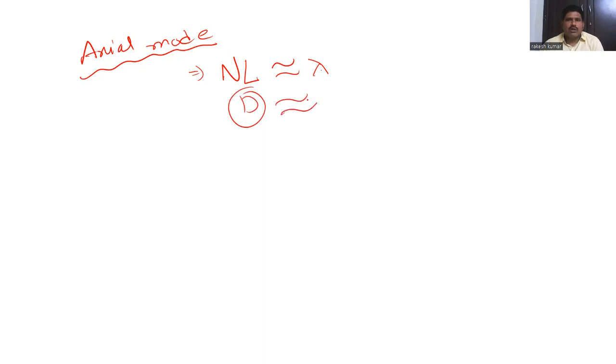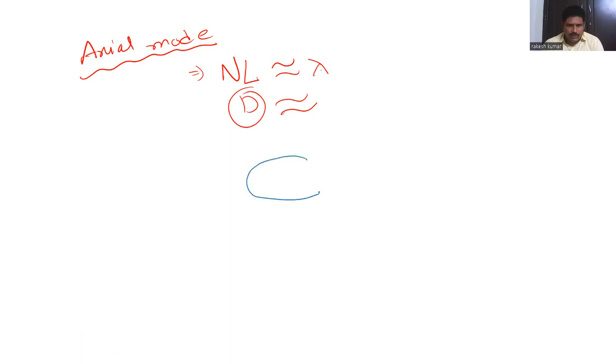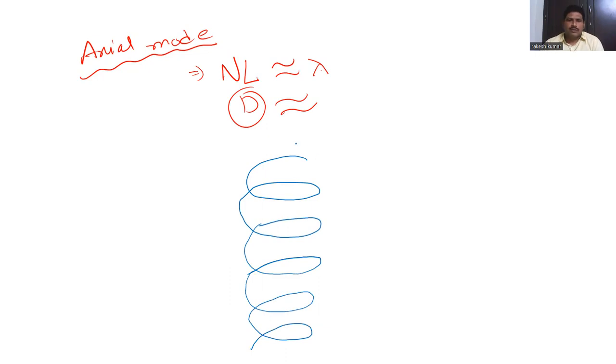So what is meant by this axial mode? When you say that the helical antenna is operating in axial mode, the basic condition is on the dimensions. N into S or N into L is almost equal to lambda. That means the dimensions of the helical antenna are almost equal to one wavelength. Compared to the normal helical antenna, the size of the helical antenna is a little bit more.